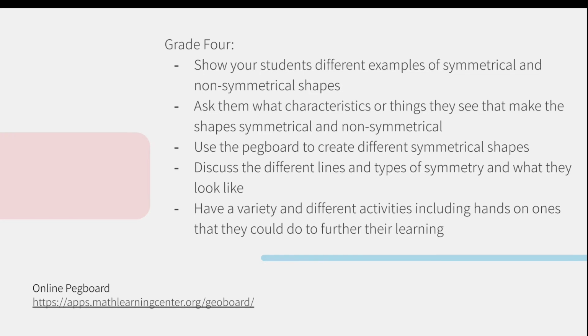Use the pegboard to create different symmetrical shapes. I also linked an online version of that pegboard on the bottom left there, which I thought was a really neat tool for you to use. There's also discuss the different lines and types of symmetry and what they look like, so you could kind of explain how you did that like before in our PowerPoint, and then have a variety of different activities, including hands-on ones that they could further their learning.